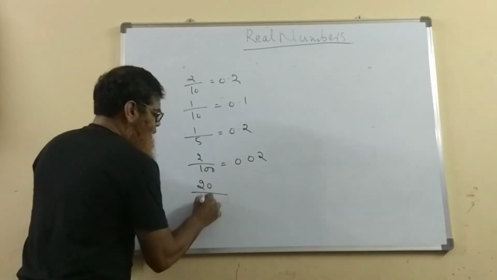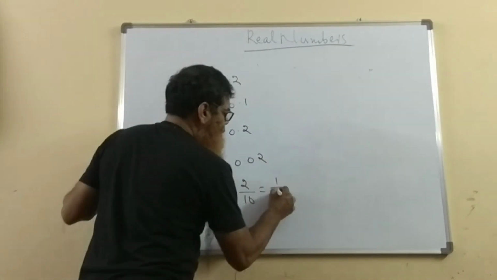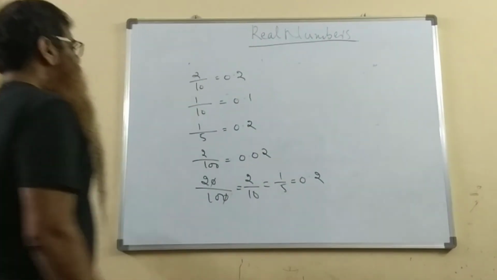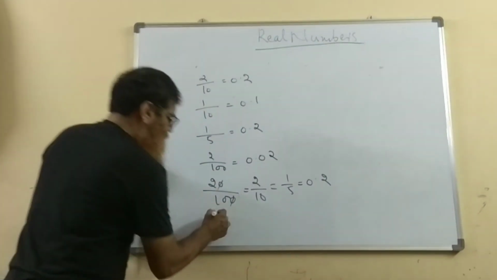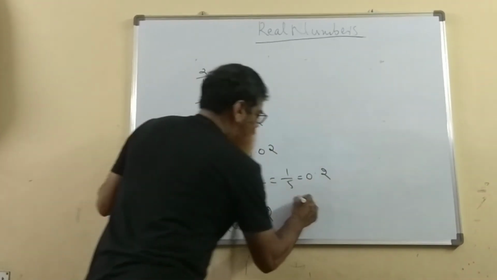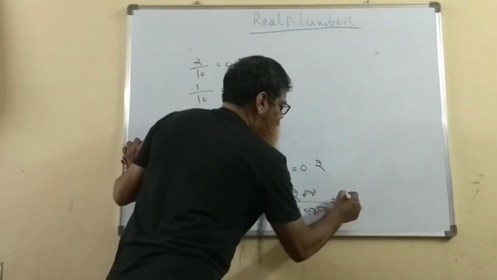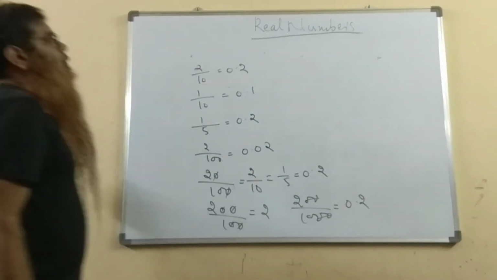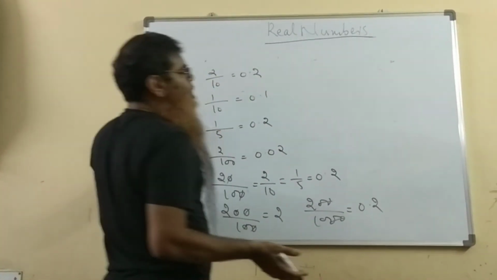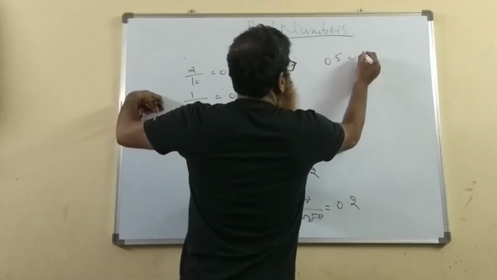If it is 20 by 100, again the zeros go and it becomes 2 by 10, then it becomes 1 by 5, which is equal to 2 by 10, which is equal to 0.2. Okay. Do it for more numbers. 200 divided by 1000, two zeros go, it becomes 2 by 10, again 0.2. You do it and try for many numbers, then you will be confident how fractions are converted into decimals and how decimals can be converted into fractions.